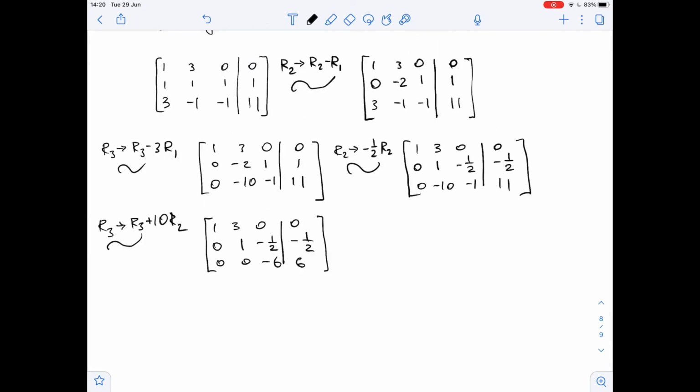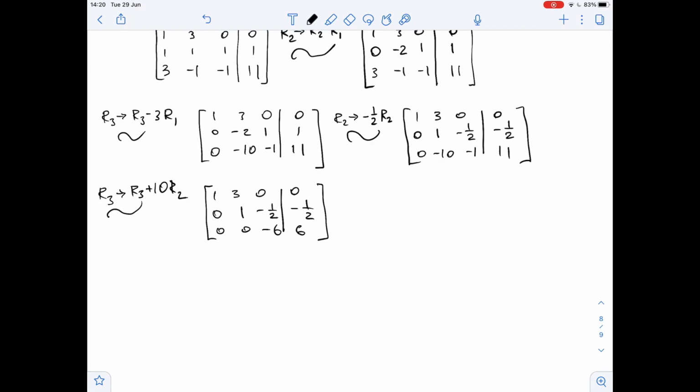Next step is to multiply the third row by -1 over 6. So row 3 becomes -1 over 6 times row 3. So here it's 1, 3, 0, 0, 0, 1, -1 over 2, -1 over 2, 0, 0, 1, -1.